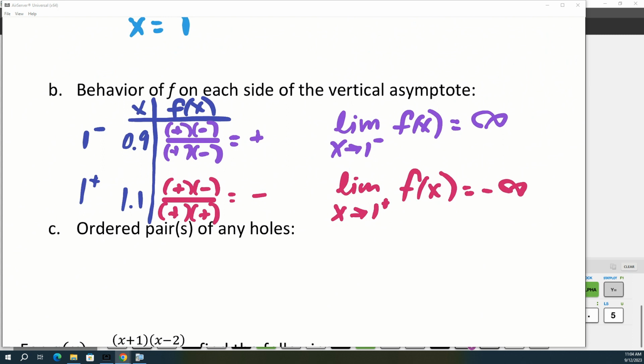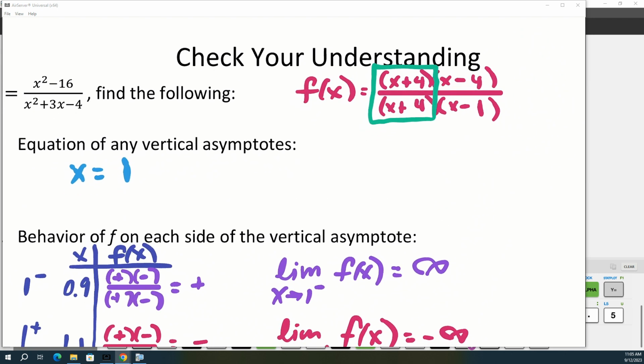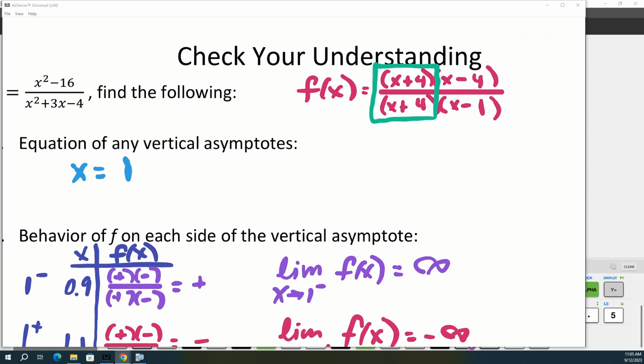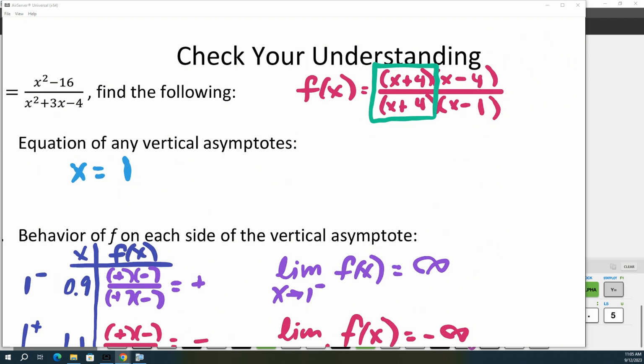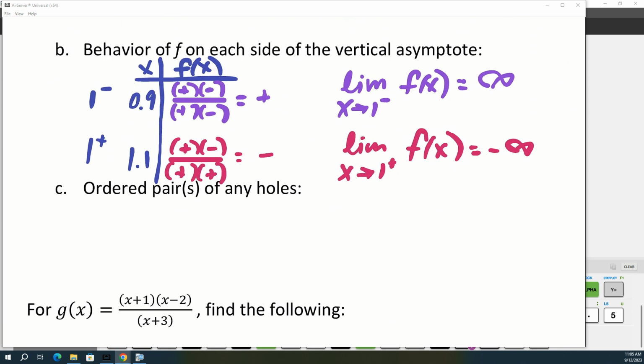All right, and then for C, I want to find the ordered pair of any hole in the graph. So does this one have a hole? Yes. So if you draw a box, there's a hole, and the hole is going to come from inside the box. Whatever makes that box 0 is the x part of the hole. So it's going to be -4.